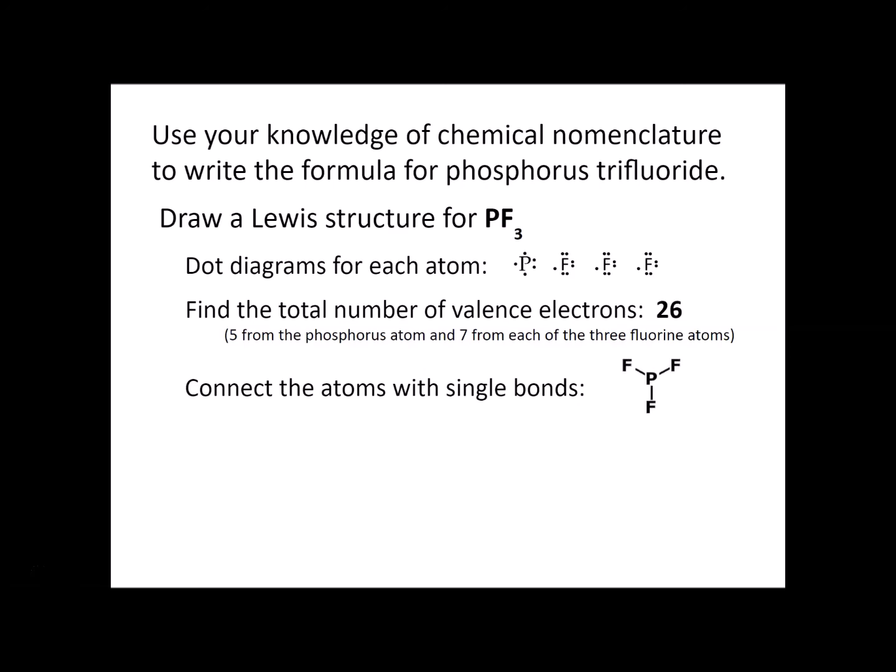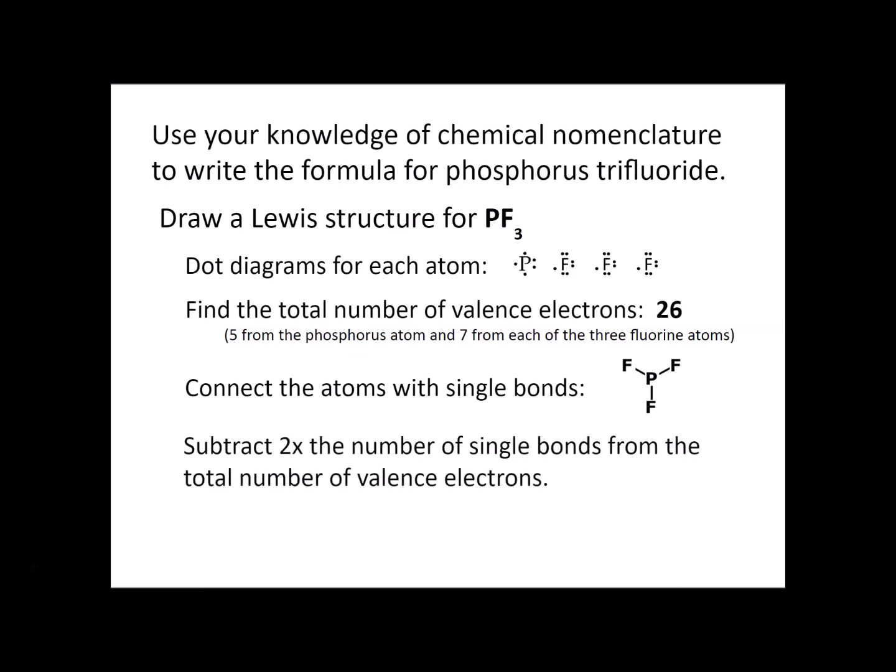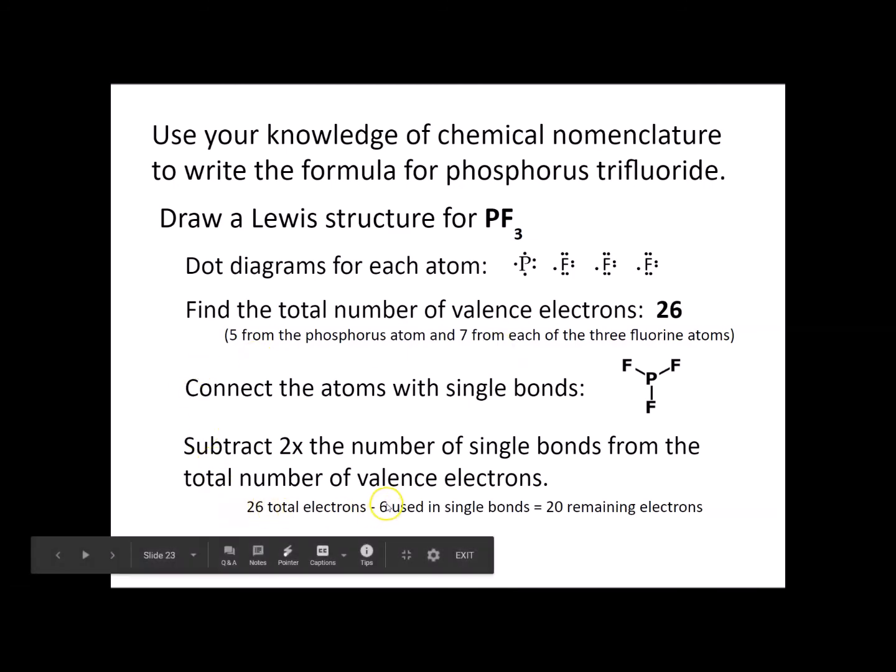Let's first connect the central phosphorus to the satellite fluorine atoms with just single bonds. Each of those single bonds consumes 2 electrons. So we're going to subtract 2 times the number of single bonds from the total number of valence electrons. So we form 3 single bonds. That uses up 6 of the 26 total valence electrons. So 26 total valence electrons minus the 6 used to make single bonds in our initial structure gives us 20 electrons remaining.